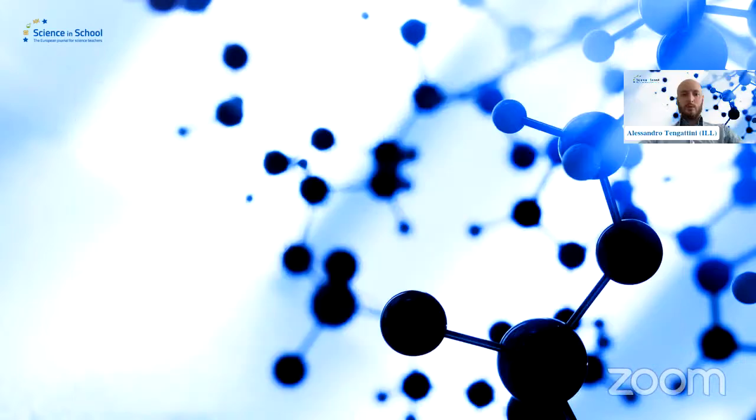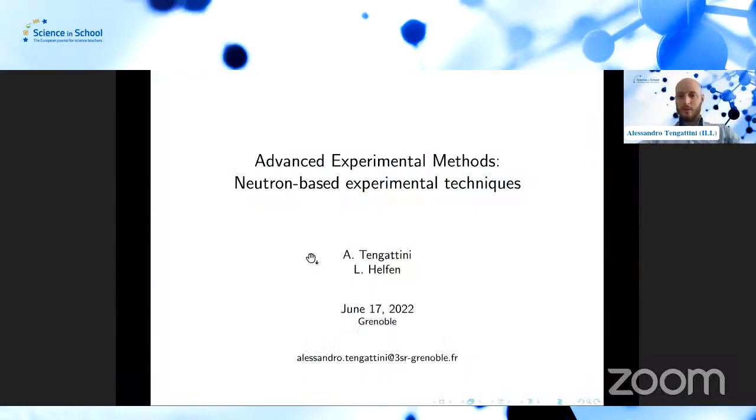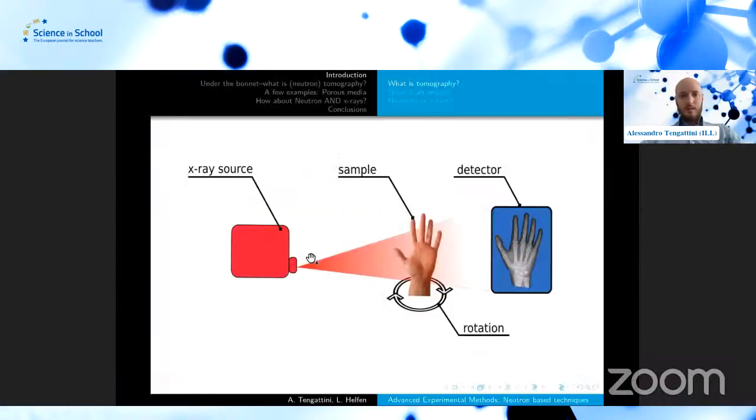Wonderful. So you should now see my screen, hopefully. Essentially, what we'd like to talk to you about today is tomography. The 30-second explanation of what tomography is: essentially an extension of 2D radiography. We're all familiar with radiography. If you go to the hospital, hopefully not, but you probably are aware of it, you can take a radiography of your hand. And essentially what you'll mostly see is the bones because they are a bit more dense.